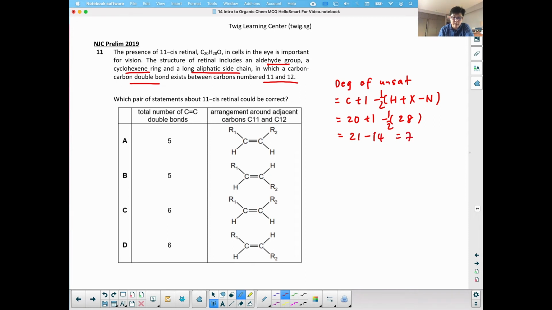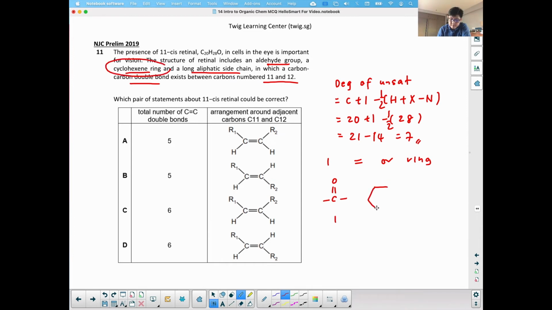Okay, so firstly, they say it contains an aldehyde. Okay, so maybe I should tell you this first. If you get a value of 1, it means it could be a double bond or a ring. The double bond could be C double bond C, or C double bond O, as long as it's a double bond. All right. Okay, so if you have 7, firstly, they already have a C double bond O.